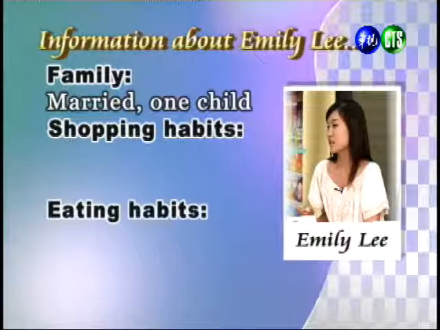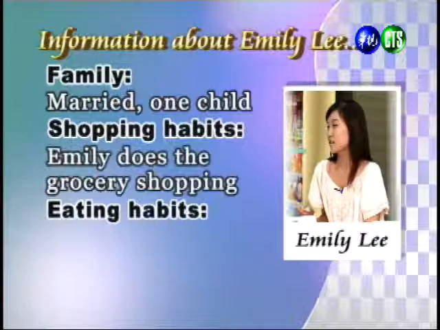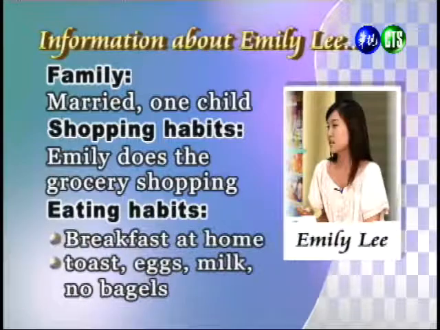All right, some other things that we learned about Emily is that she's married and that she has one child. And we also learned something about her shopping habits, and that's that Emily does the grocery shopping for the family. We also learned something about eating habits, and that they usually have breakfast at home, and breakfast consists of something like toast, eggs, and milk, but no bagels.